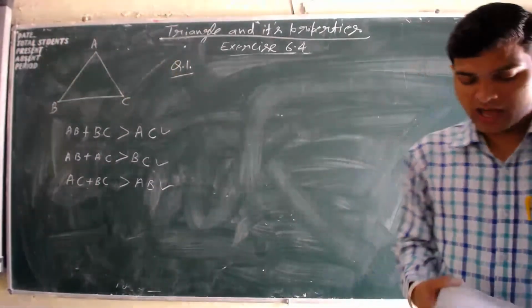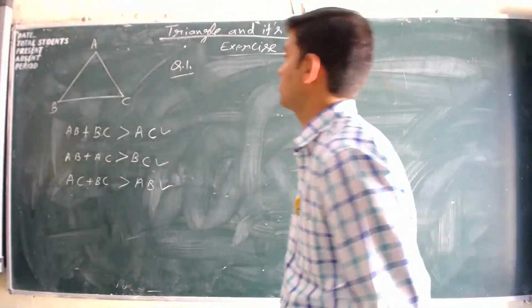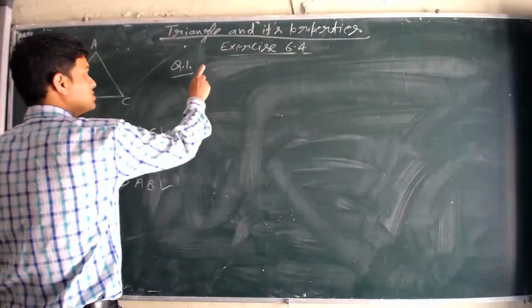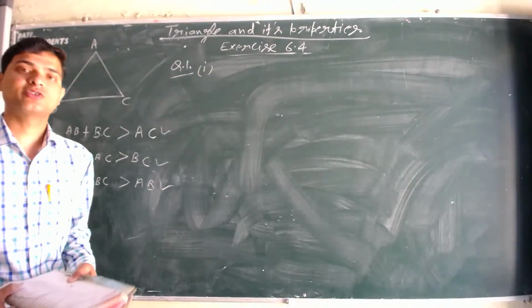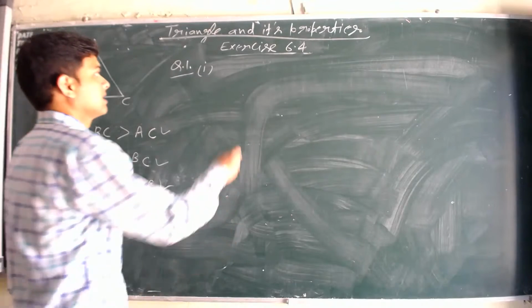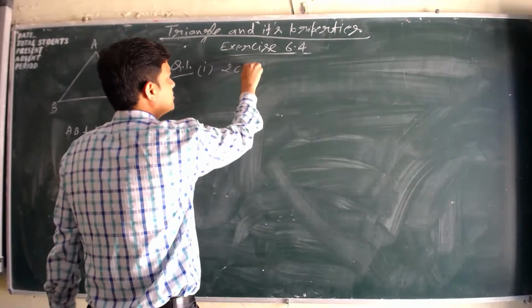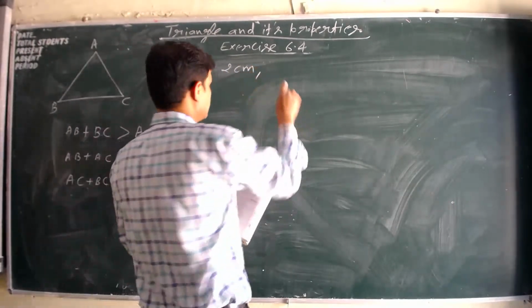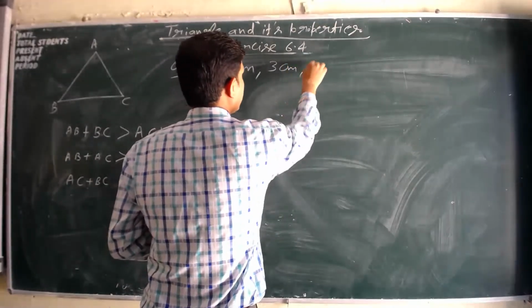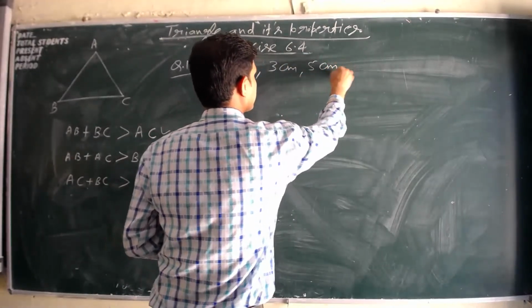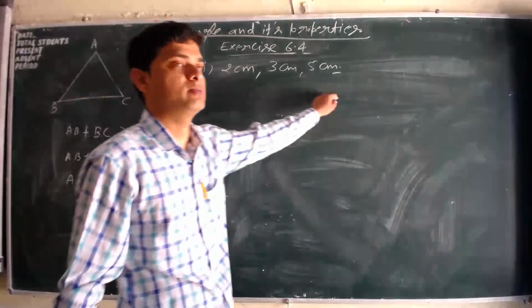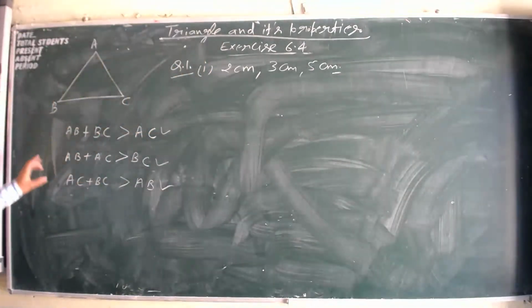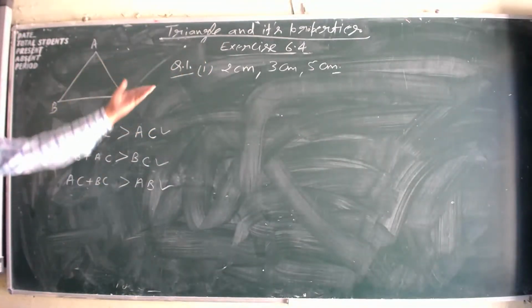Is it possible to have a triangle with the following sides? मतलब अब मैं जो साइड्स लिखने वाला हूं, तीन साइड्स, क्या इस मेजरमेंट की तीन साइड्स का एक ट्रायंगल पॉसिबल है या नहीं है? तो 2 सेंटीमीटर फर्स्ट पार्ट, 3 सेंटीमीटर एंड 5 सेंटीमीटर. Is this triangle possible or not? मतलब इन सभी मेजरमेंट का एक ट्रायंगल पॉसिबल है या नहीं? तो ये वाली सिचुएशन हम इस पे अप्लाई करेंगे.